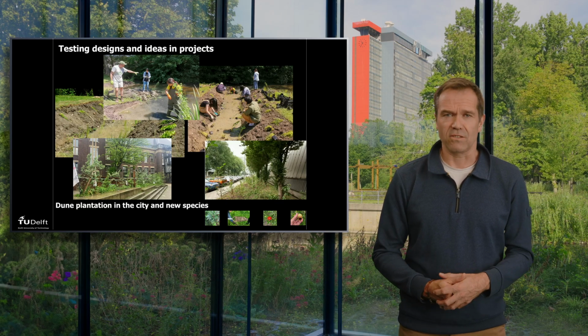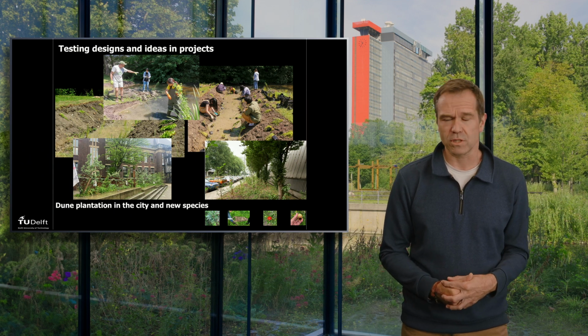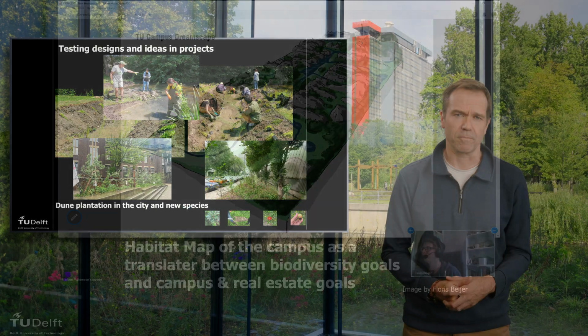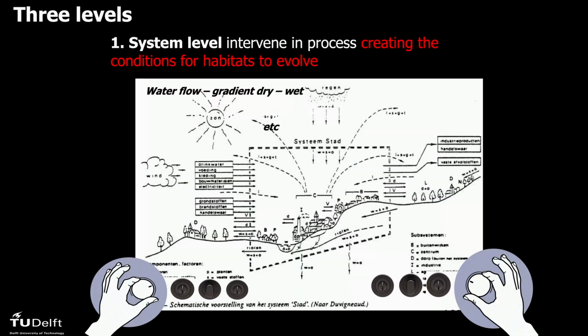We test ideas and designs in projects like softening hard quays for riparian habitats, so birds and amphibians can go in and out of the water. In this case, a habitat map is an intermediate between the goals of biodiversity and the goals of campus and real estate. This student, for example, translated the 4 types of birds, which are birds who like forests, birds who like open grasslands, birds who like water, and birds who like rocky places, which are here the buildings. And these 4 habitats are used to draw a new map of campus for the birds.